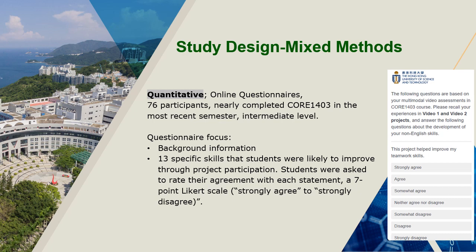The questionnaire consists of two parts. The first part is the background information, and we collect data such as students' age, gender, their previous English course grades, and other information. And the second part involved the 13 specific skills that students were likely to improve through making the multimodal videos. They were asked to rate their agreement with skill development on a Likert scale from strongly agree to strongly disagree. And here is a screenshot of the questionnaire.